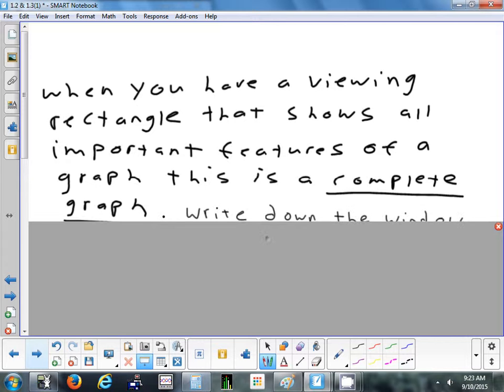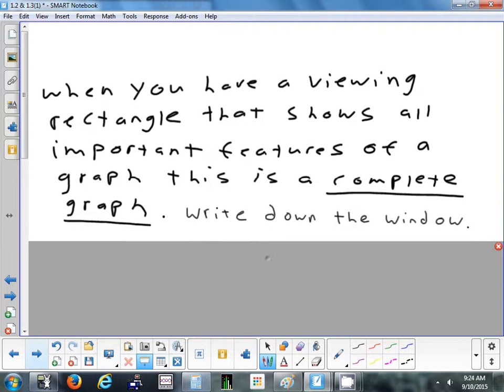All right, so in the title of the section, I talked about complete graphs. When you set up a viewing rectangle that shows all the important features of the graph, whether it's where things cross or whatever it happens to be, that's called a complete graph. A complete graph doesn't cut anything off. That's important.